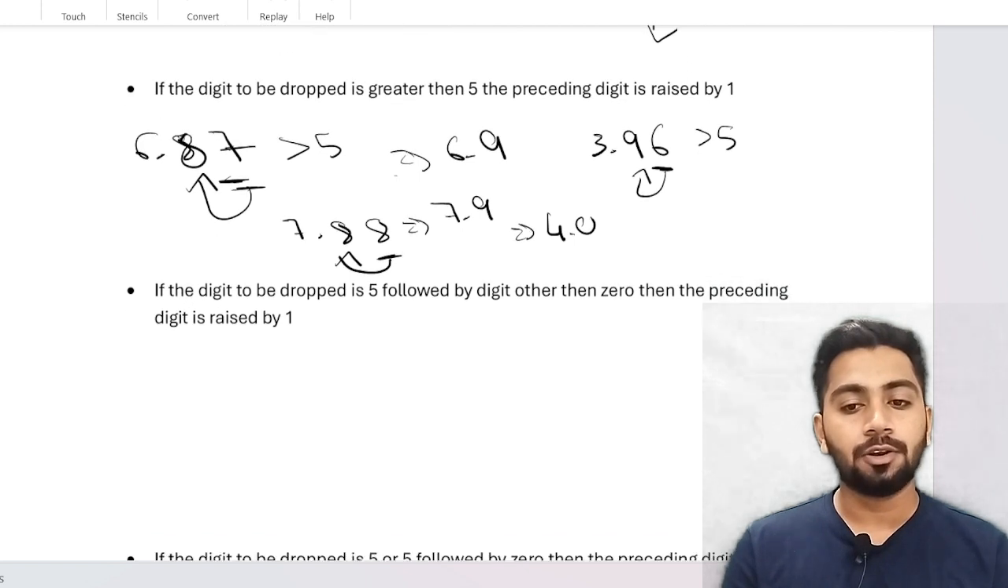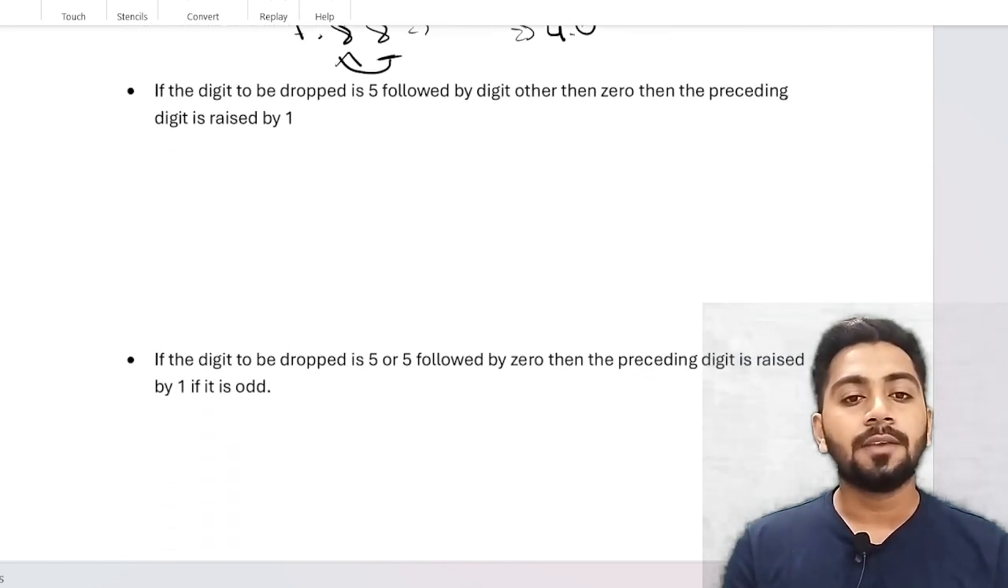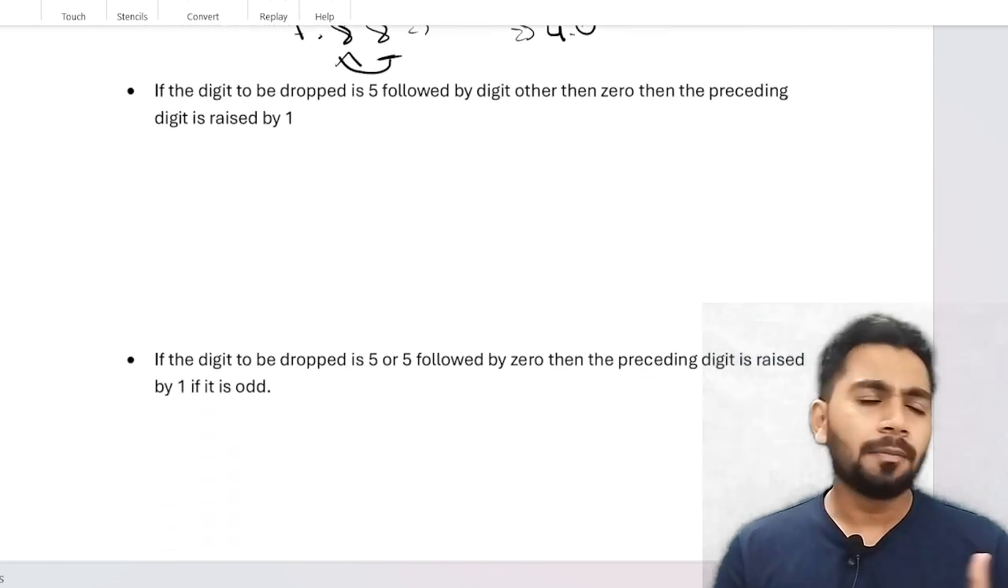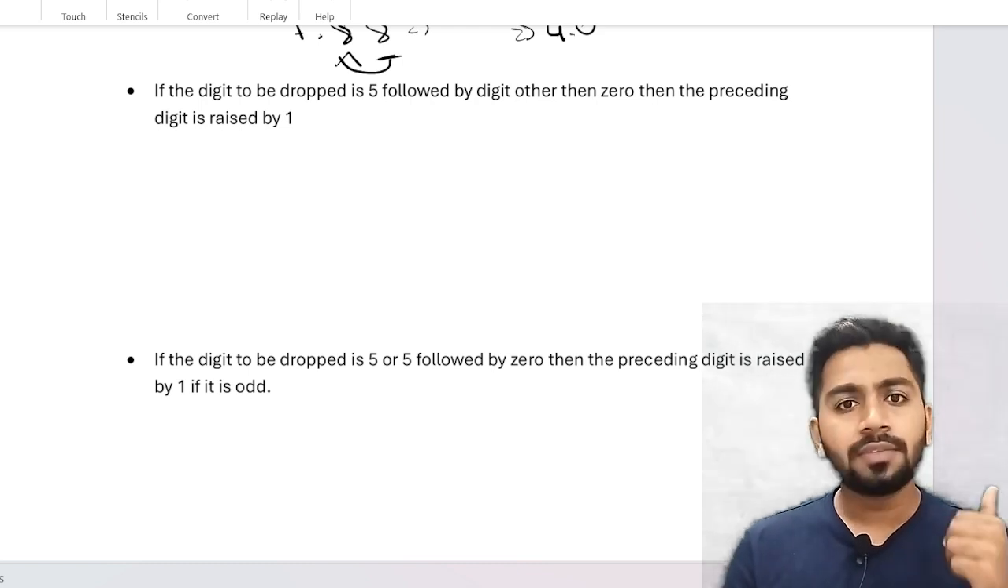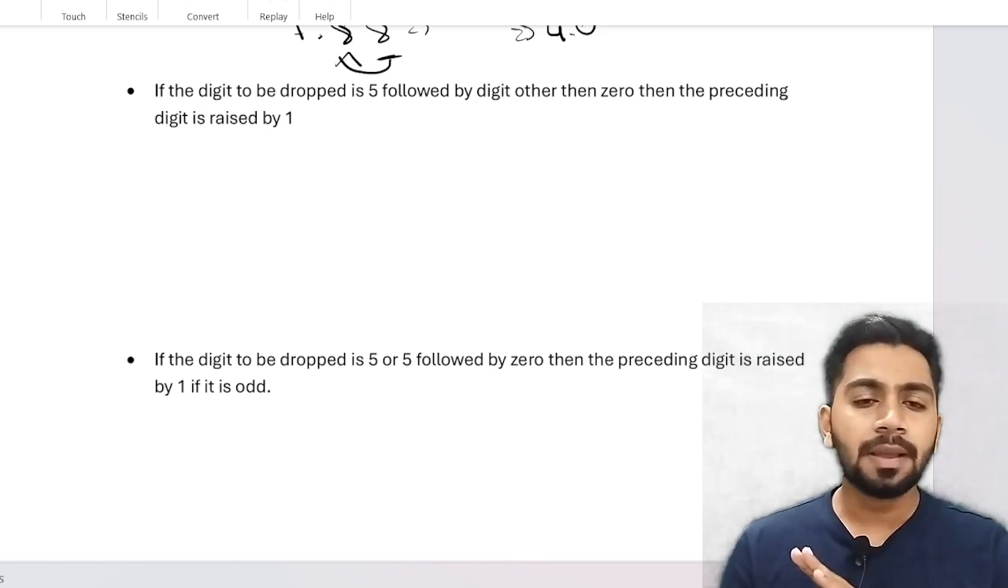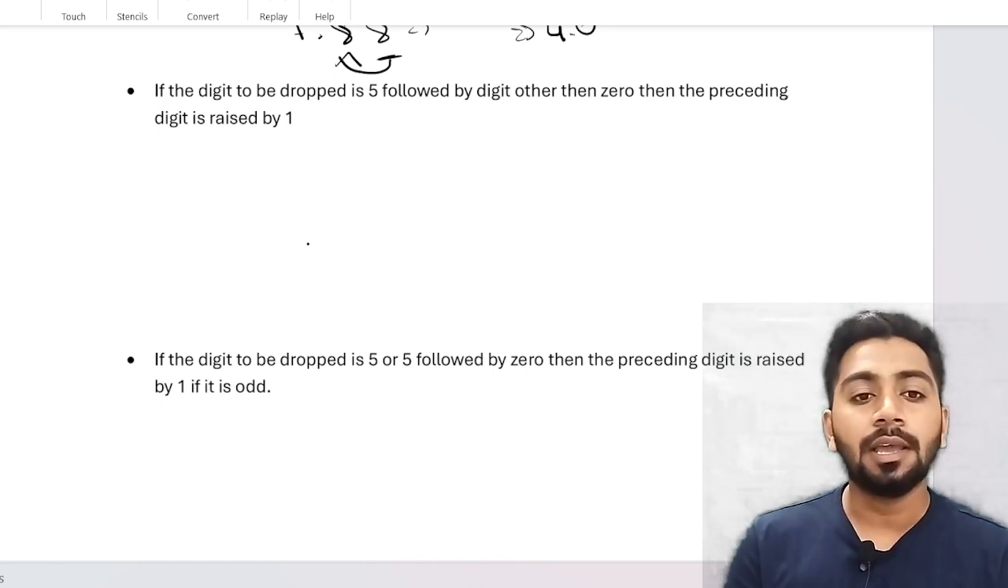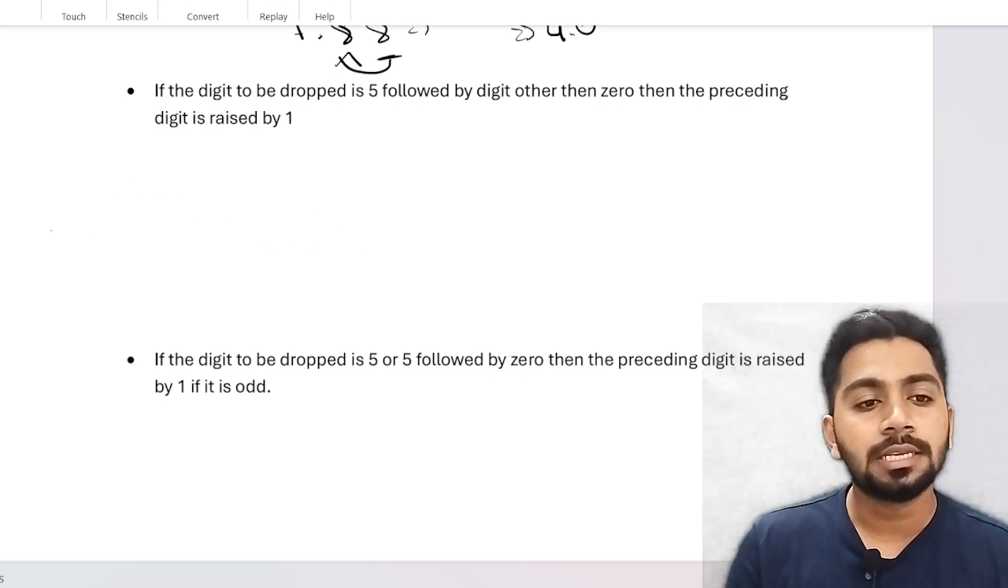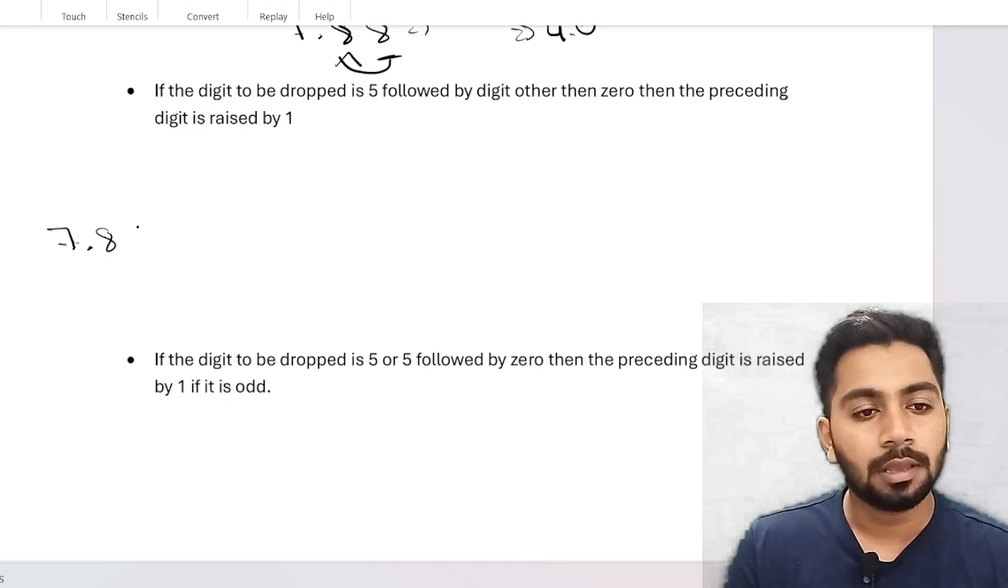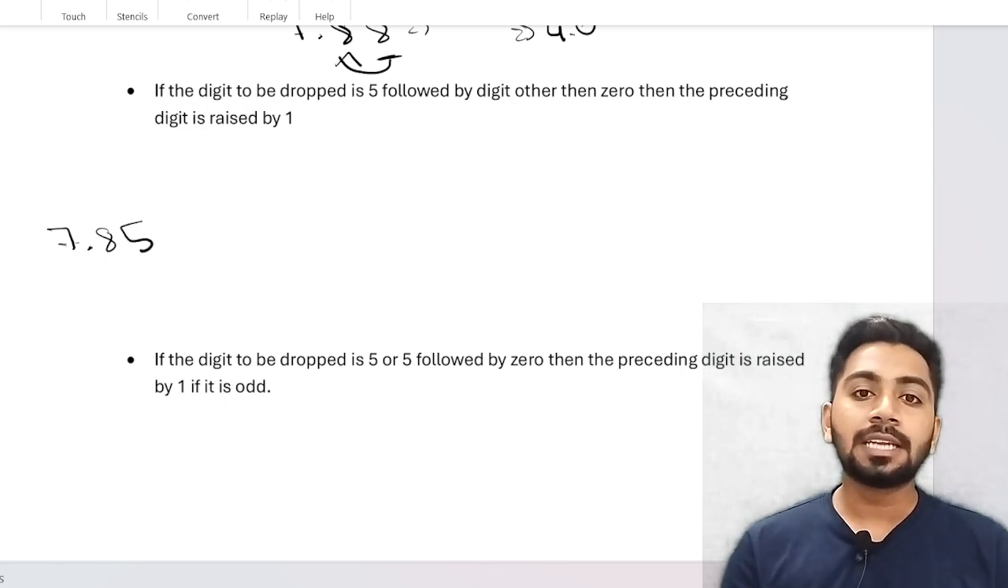Now let us see the third rule. The first two are clear. One, if the digit is greater than 5, the previous number rises by 1. If the digit is less than 5, the previous number remains unchanged. Now see, what if we have the number 5 only? At this time, what do we have to do?